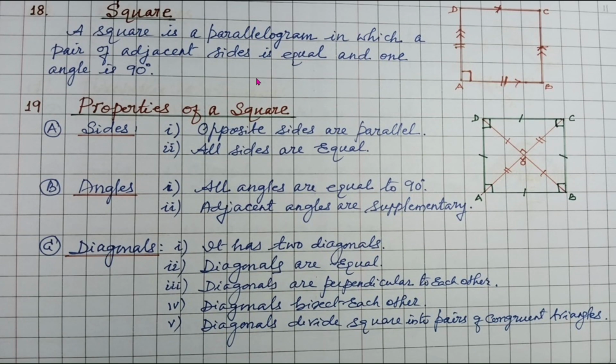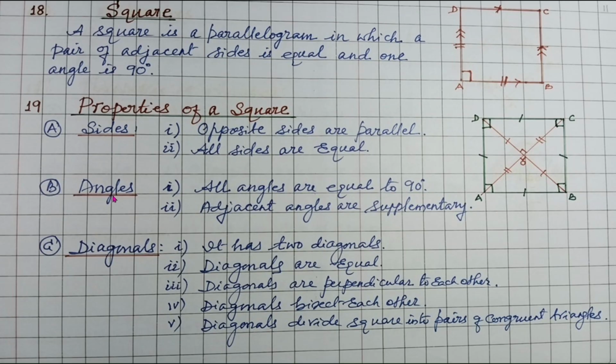Remember that. Now square. A square is also a parallelogram in which a pair of adjacent sides is equal and one angle is 90 degrees. Therefore, a square is a special parallelogram in which one angle is 90 degrees and a pair of adjacent sides are equal. Remember that. Now, the properties of a square in terms of sides, opposite sides are parallel, all sides are equal.